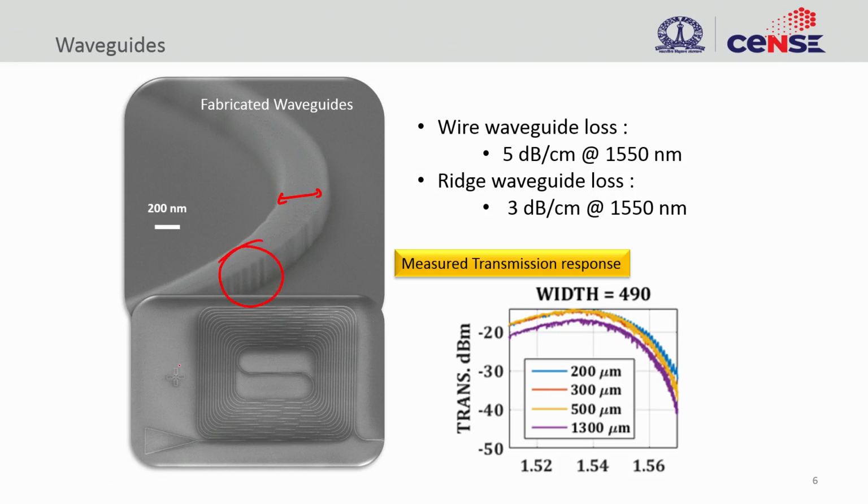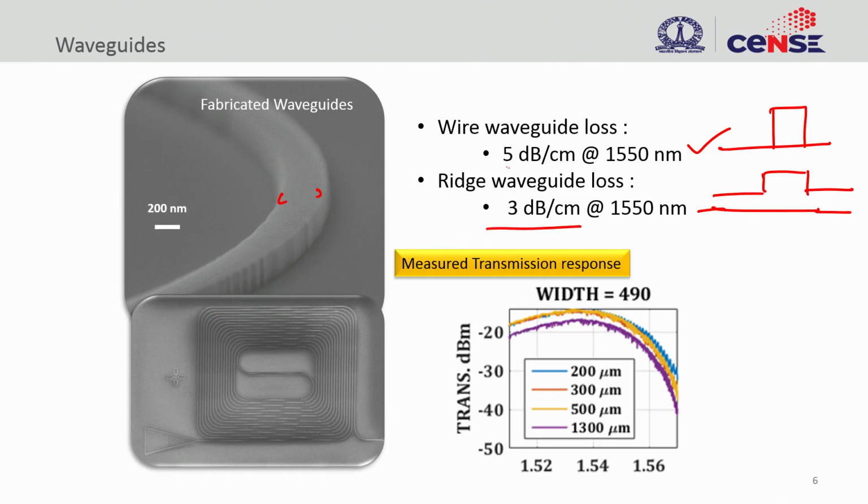What you see here is a single mode waveguide, but you can see what I talked about in our earlier discussion, the roughness that you would have. This is a fabricated waveguide where we see the roughness. Light would get scattered because of this roughness, and because of this scattering your propagation loss is about 5 dB per centimeter. Instead of the wire waveguide, you could have a shallow edged waveguide, and the loss is reduced.